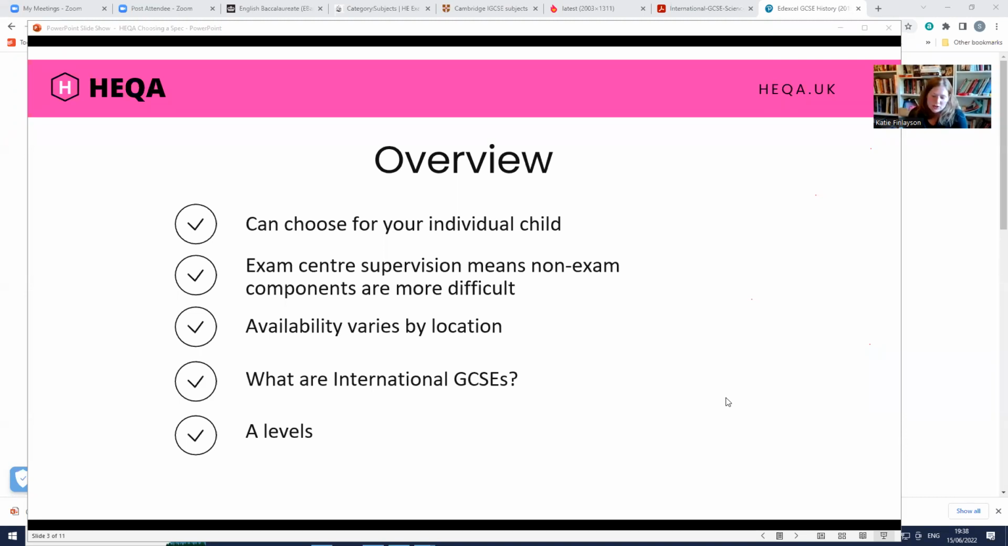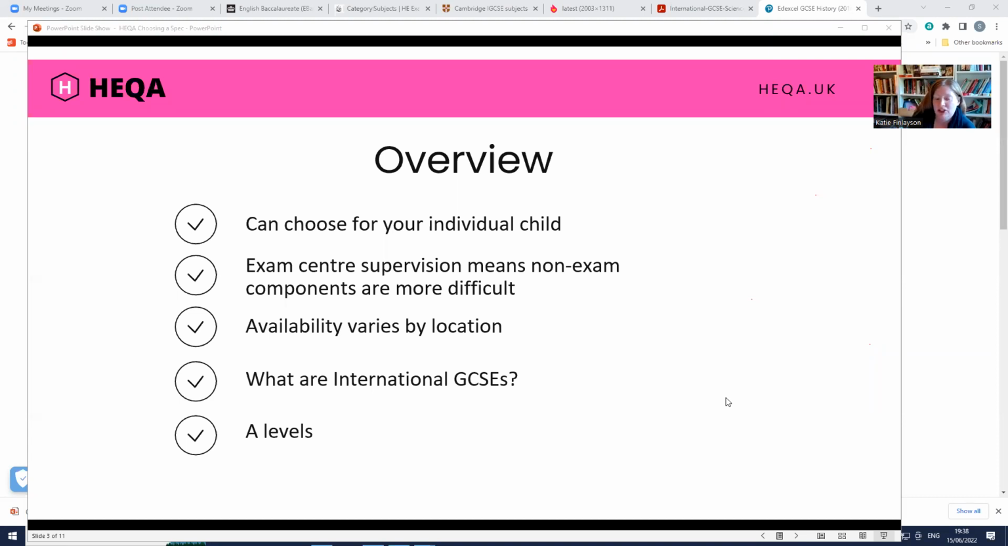So if you wanted to do something like dance, which has a very big practical component, there are a couple of dance studios that have set themselves up to do GCSE dance. If you've got one of those close by, that's brilliant, you can do it. But if you're just on your own and there isn't that facility, it's probably going to be a lot more difficult. So that's one of the big things to be aware of when you're choosing subjects and specifications: is it all exam? Because that's going to be more straightforward, or is it involving a non-exam assessment?